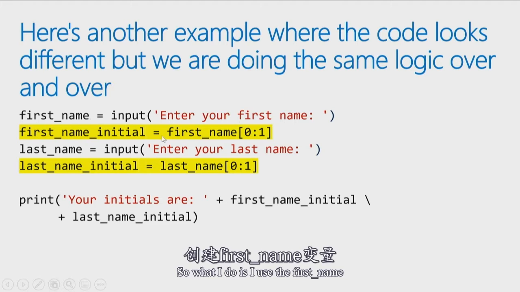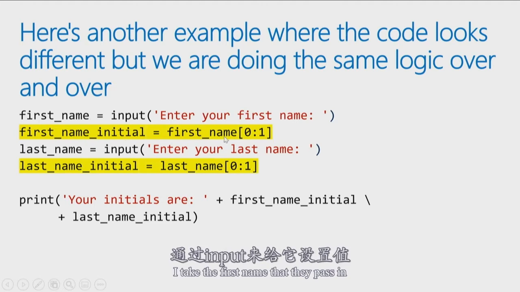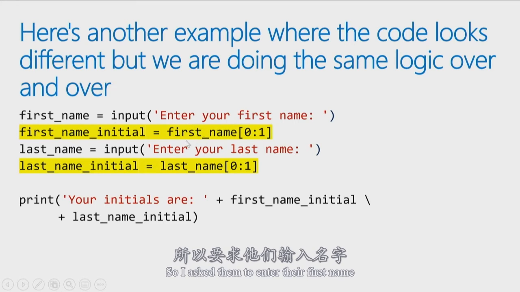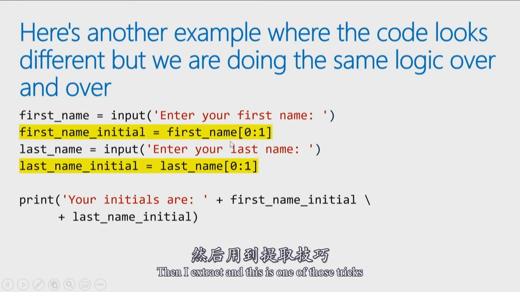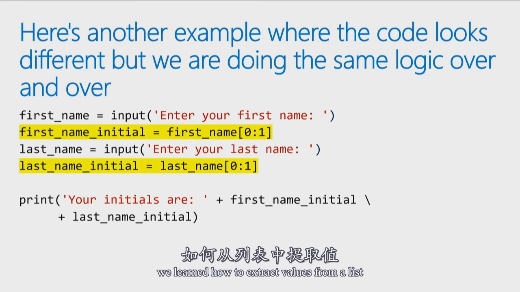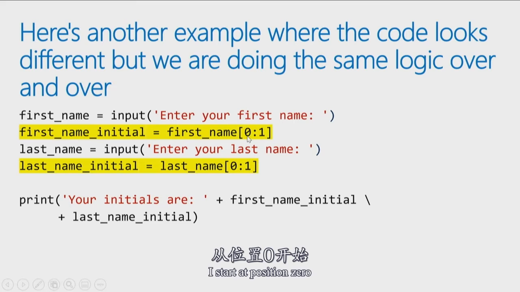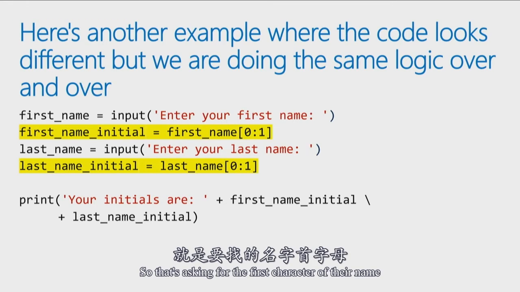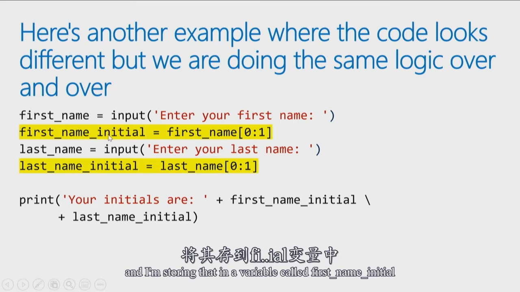So what I do is I use the first name. I take the first name that they pass in, so I ask them to enter their first name, and then I extract, and this is one of those tricks if you remember the module we did on lists and we learned how to extract values from a list. I start at position 0 and I ask for one character. So that's asking for the first character of their name. And I'm storing that in a variable called first name initial.